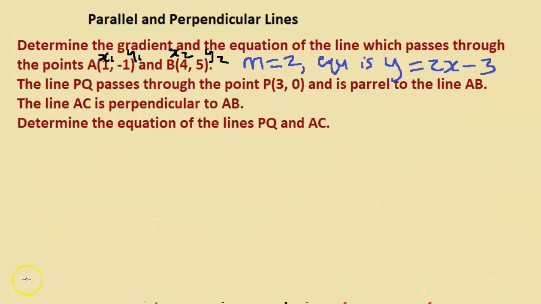Alright, so now we want to do the other part. We are told that the line PQ passes through (3, 0) and is parallel. Oh my, that's not how we spell parallel. Alright, I apologize sincerely for that.